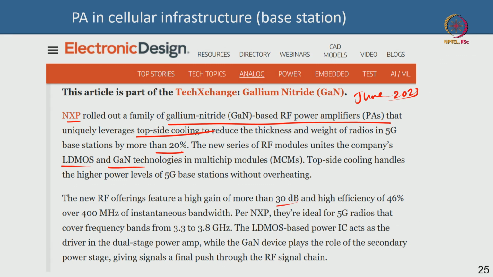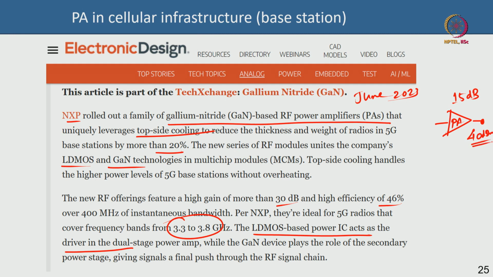Okay, these are some numbers. To appreciate these numbers, you have to be in this area and work so that you can get an appreciation of these numbers. But these are for 3.3 to 3.8 gigahertz. See, the LDMOS acts as the driver. What is the driver? You have a power amplifier. Suppose the power amplifier has a gain of 15 dB. That is the gain of the power amplifier, and the output you need, suppose, is 40 dBm of power.